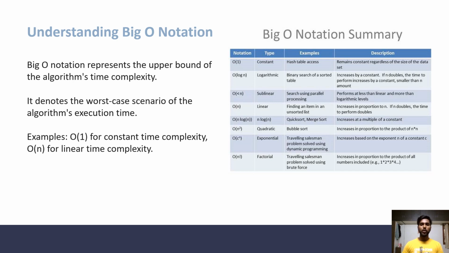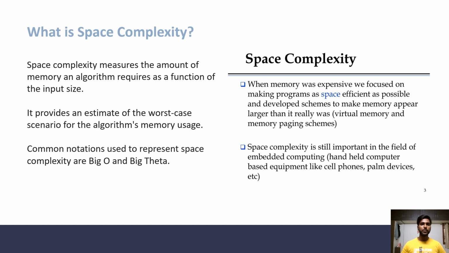Now we'll see big O(n factorial). It is factorial. It is used in the travelling salesman problem using brute force. It increases in proportion to the product of all numbers, for example 1 times 1, 1 times 2, and so on. Now let's see what space complexity is. Space complexity measures the amount of memory an algorithm requires as a function of the input size. It provides an estimate of the worst case scenario for the algorithm's memory usage. Common notations used to represent space complexity are big O and big theta.